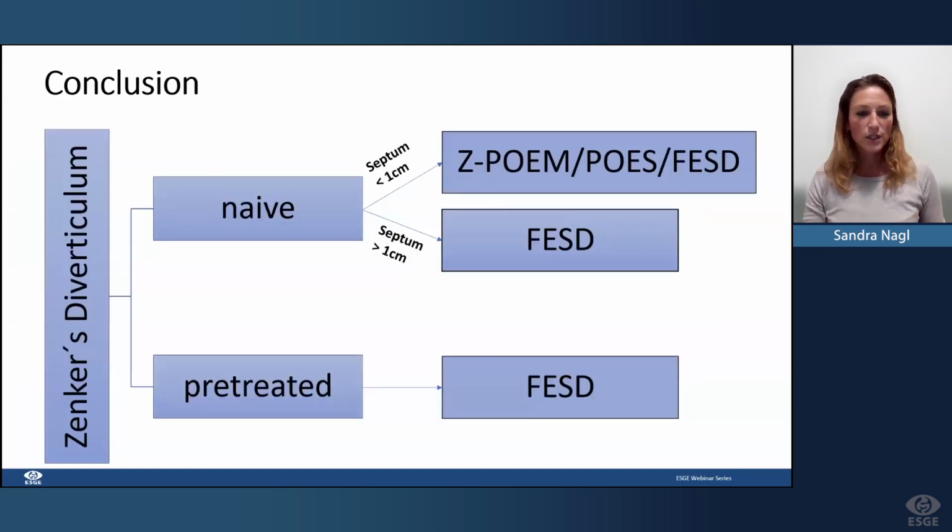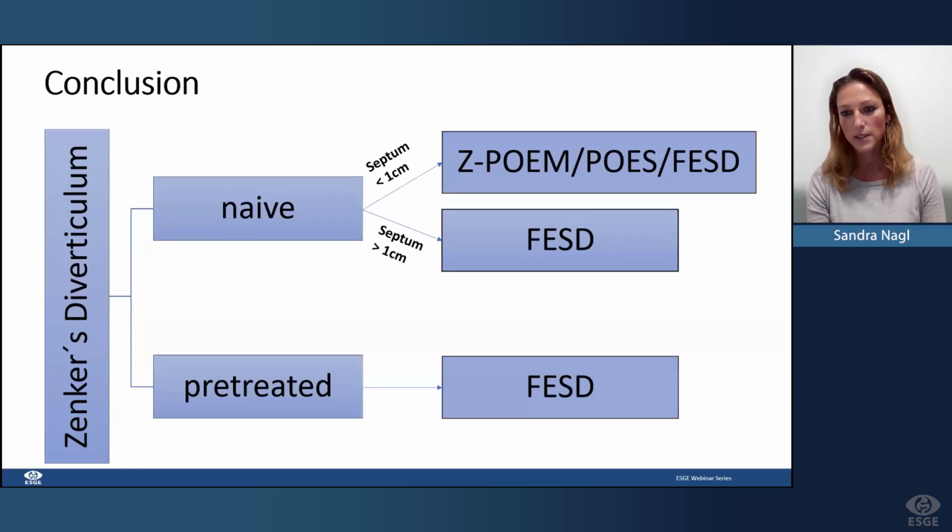So my conclusion, and that is my personal one, but I think also based on the available literature so far: whenever we have a pre-treated Zenker diverticulum, I think flexible endoscopic septotomy is still the treatment of choice. If you have a naive one, then it really depends on the size.